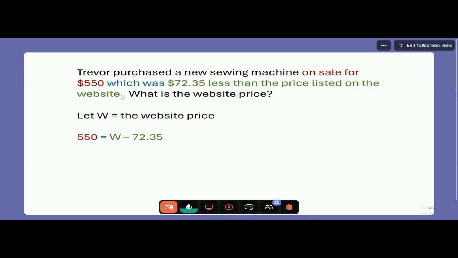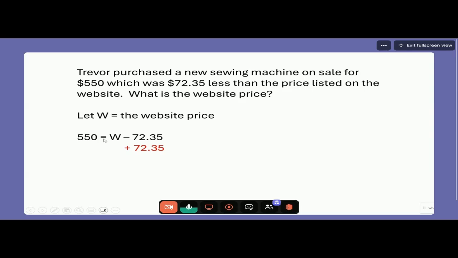Let's get rid of the color coding. And like last time, we're going to solve this. So there's our equal sign. We want the W by itself on one side of the equal sign. Right now on the left-hand side, we have 550. On the right-hand side, we have W minus 72.35. So the W is not by itself. There is a minus 72.35 with it. What is the opposite of minus 72.35? Well, it's plus 72.35. So we're going to add 72.35 to make that go away.